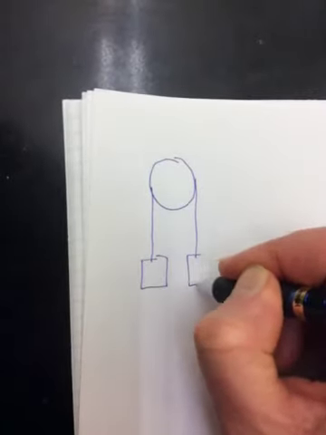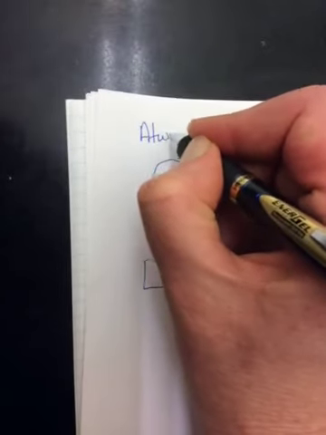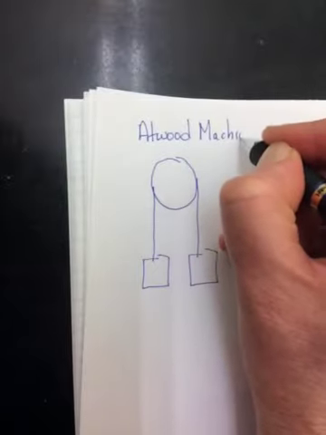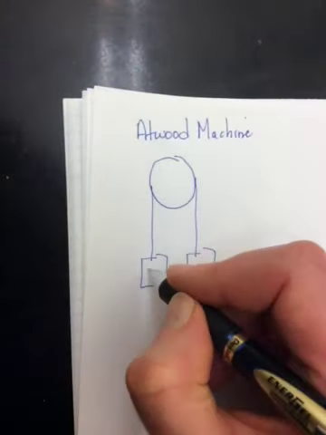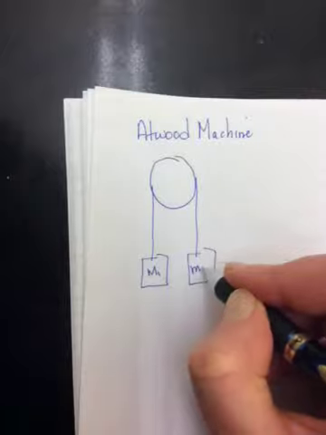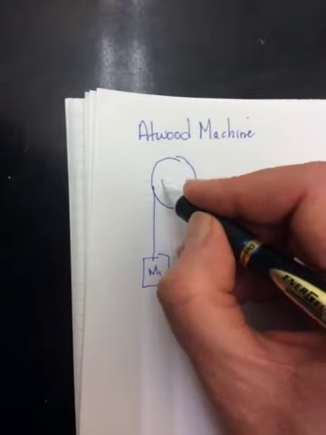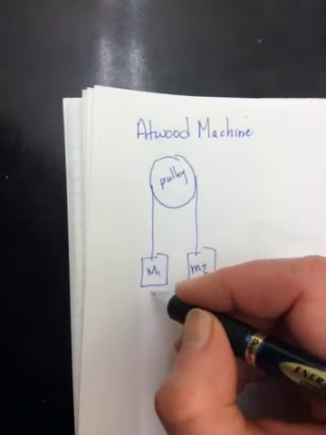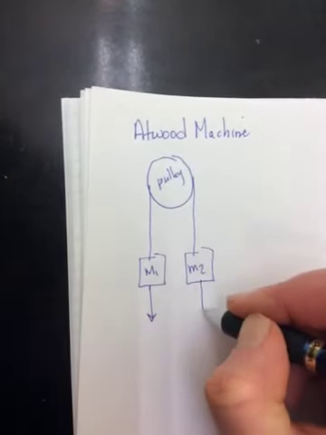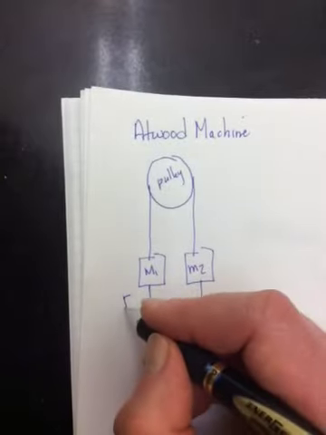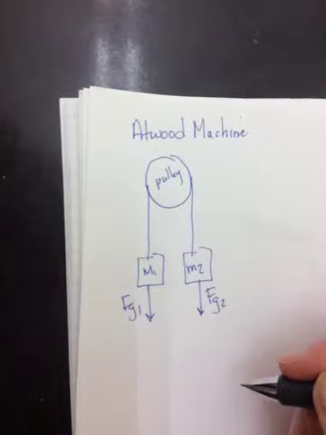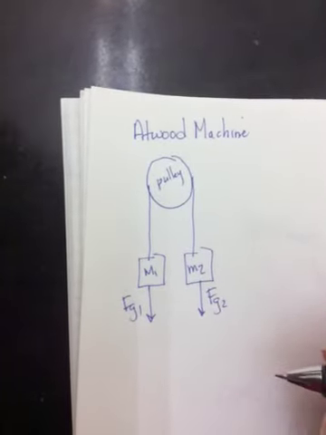So this instrument, this thing right here, is brilliantly called the Atwood machine. Okay, its name is fancier than what it actually is. And if this is M1 and this is M2, and this is the pulley, which way these blocks will move when I release them totally depends on whether M1 is bigger or M2 is bigger. So this will be FG1 acting this way, this will be FG2 acting this way. It's like they're in a tug of war.